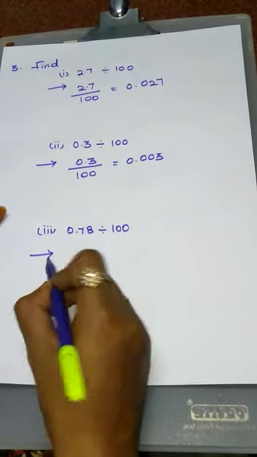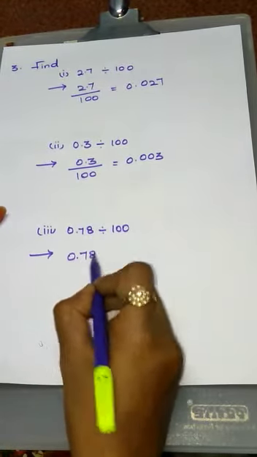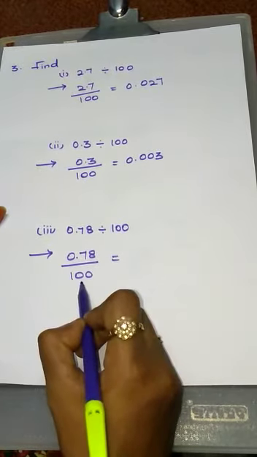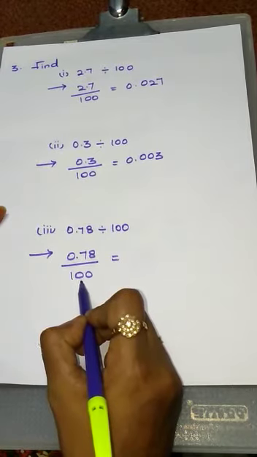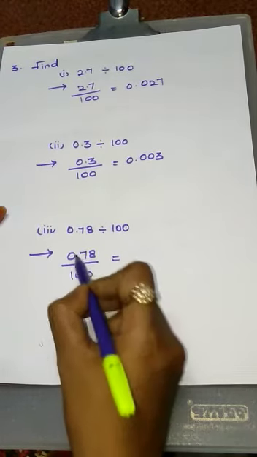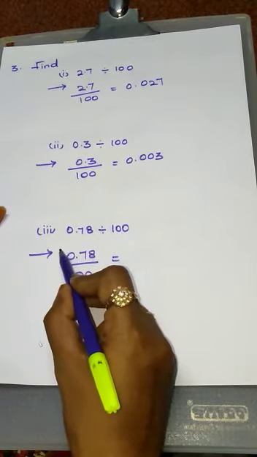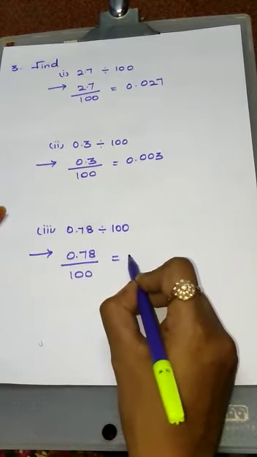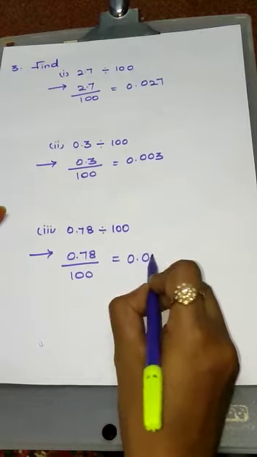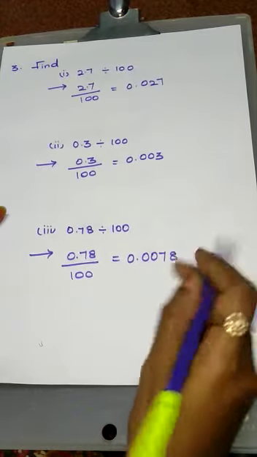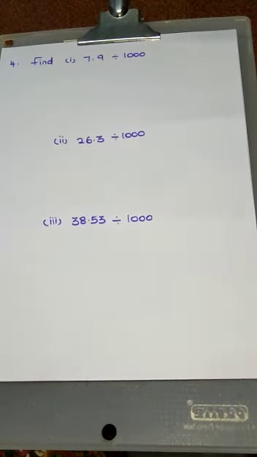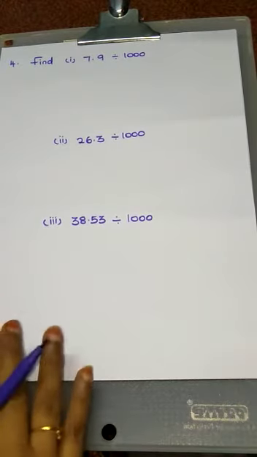Okay. Next one, 0.78 divided by 100. The same procedure. In the denominator we have 100. In 100 we have two zeros. So we have to move the decimal point towards left. We have only one 0. We need another one 0. So the answer is 0.0078. Have you understood?